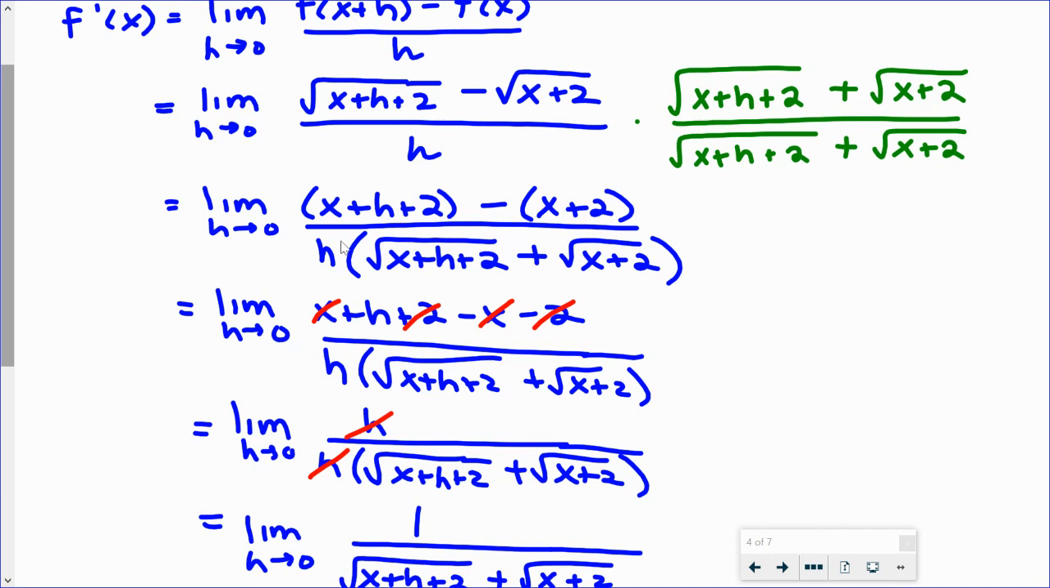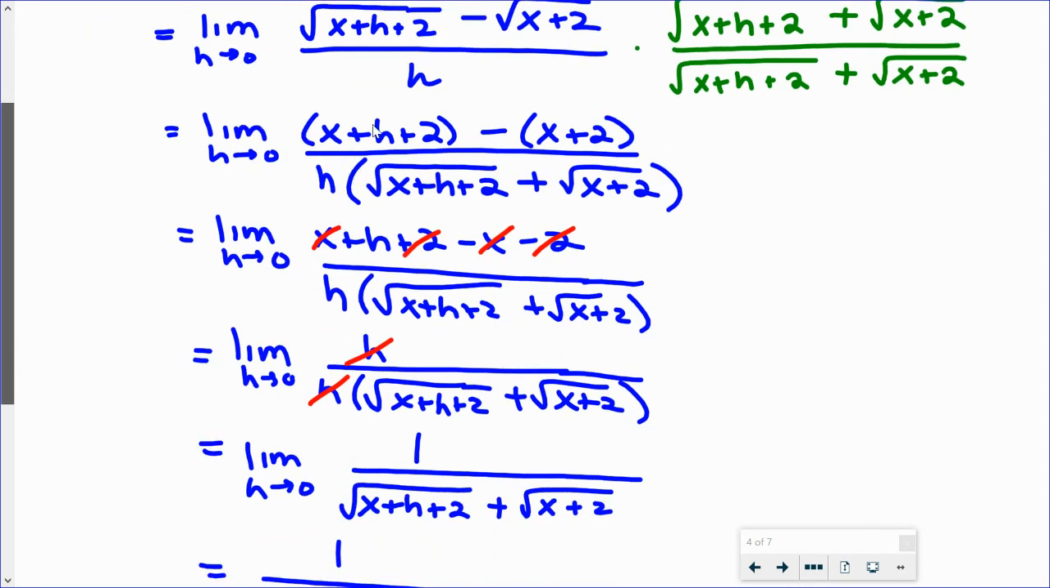In the denominator, I have what looks like a huge mess, but it's going to be okay, because eventually some of the h's are going to turn into zeros. Once I expand and simplify here, I end up with x plus h plus 2 minus x minus 2. Remember that this minus sign applies to both terms in the bracket, and I can cancel out the x's and cancel out the 2's, leaving me with just an h in the numerator.